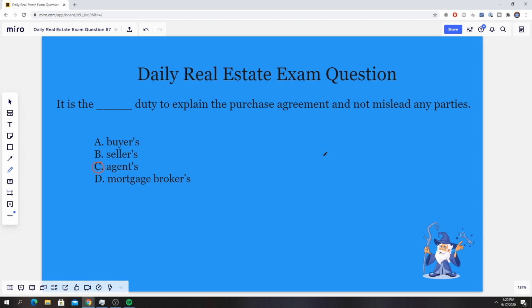But again, whose duty is it? It's not really the duty of the mortgage broker to do that. It's the agent's duty. So that's why C is the correct answer. It is the agent's duty to explain the purchase agreement and not mislead any party. So again, another interesting question, and hopefully you guys got that right.